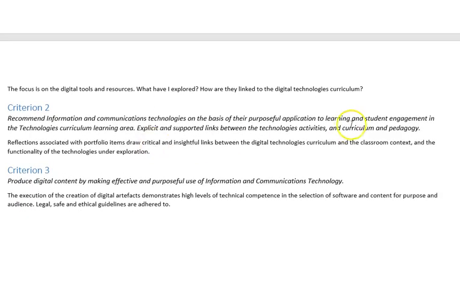Criteria number 2 is about the application and supported links between the activities that we're doing and curriculum and pedagogy. So that draws on the curriculum, it draws on the activity, and it draws on your ideas. Now, of course, you research those ideas. You don't necessarily have them popping up at the back of your head, but you understand how these technologies and these activities can be used in your classroom.